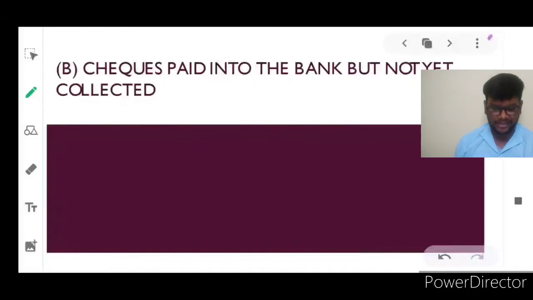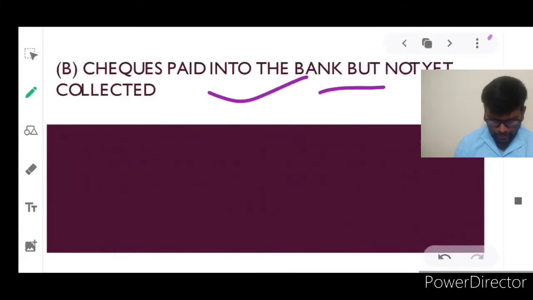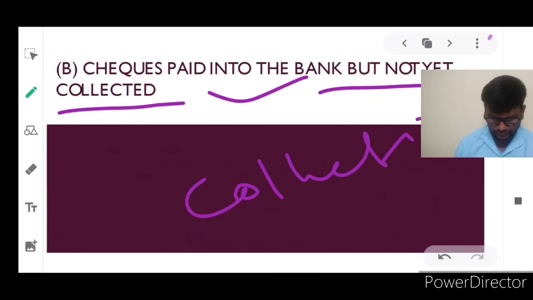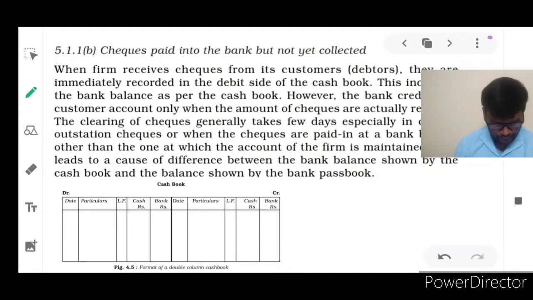The second timing difference is checks paid into the bank but not yet collected. So you paid the check to the banker, but the banker did not collect it yet, because the banker will take some time, nearly 2 to 3 days, for collection. There is a collection period. About it we will discuss elaborately.